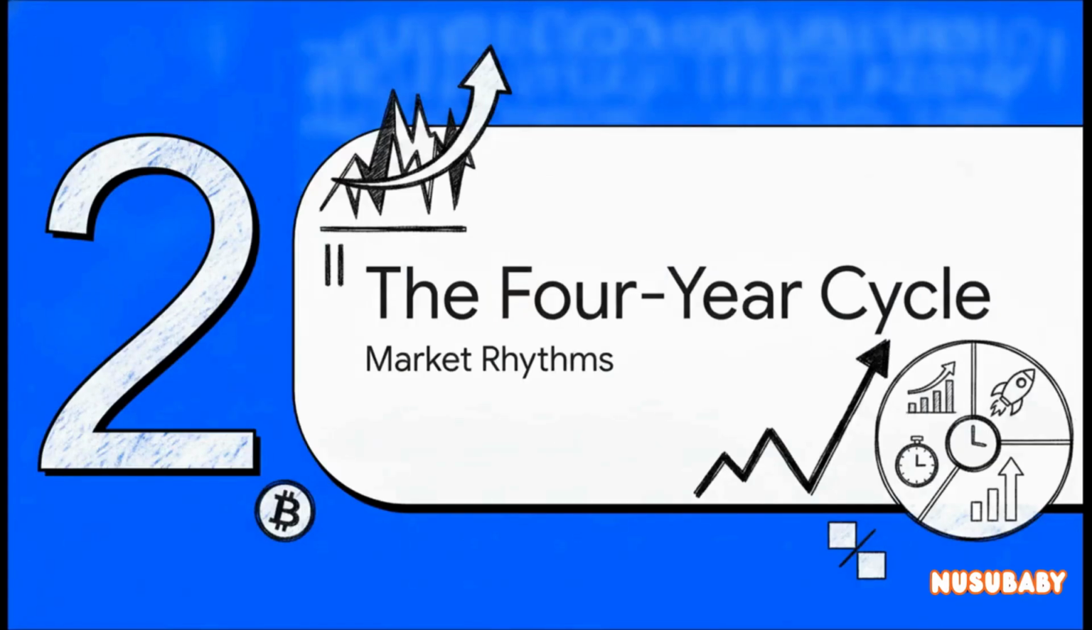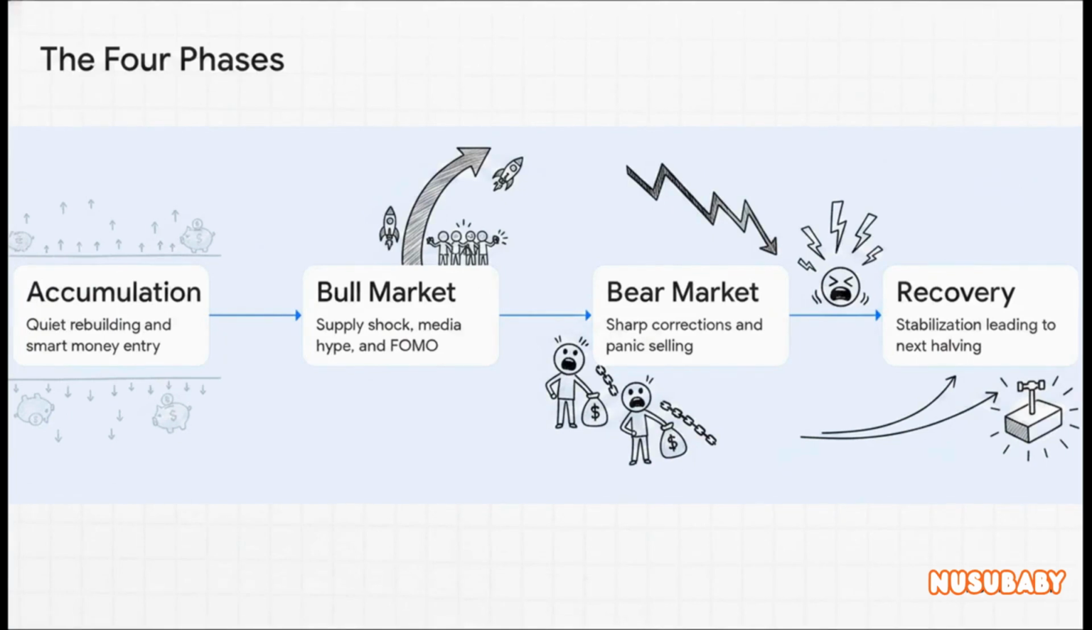Moving right along to Section 2, Anatomy of the Four-Year Cycle. Let's look at how this mathematical squeeze builds into a highly predictable psychological rhythm. Now, what is really wild about this is how reliably human emotion cycles through these four distinct phases after every single supply shock. First up, the accumulation phase. This is the quiet, honestly kind of boring period where smart money and long-term believers just slowly buy up the asset at a massive discount.